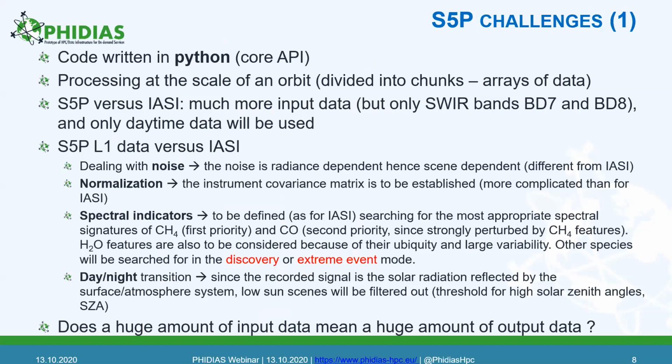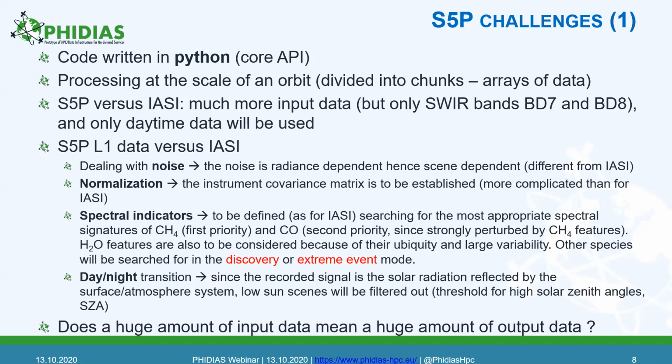So now a few words on the challenging aspects of implementing this algorithm with Sentinel-5 Precursor data. Just to say that the code is written in Python. The processing is done at the scale of an orbit, so it is divided into chunks, which are arrays of data. The difference between Sentinel-5 and IASI is that we have much more input data, but only 3 bands for Sentinel-5, and we only use daytime observations.